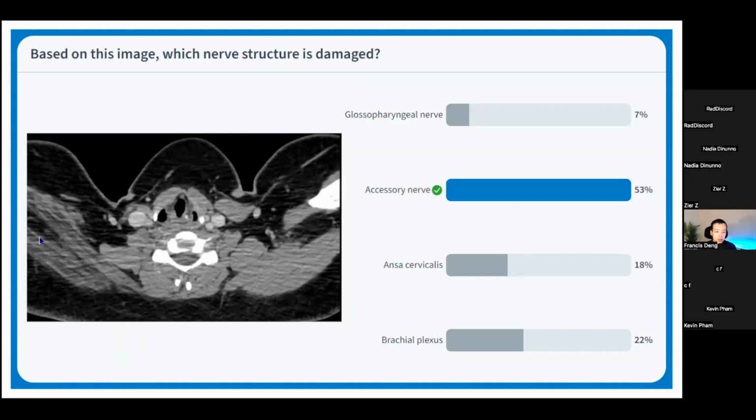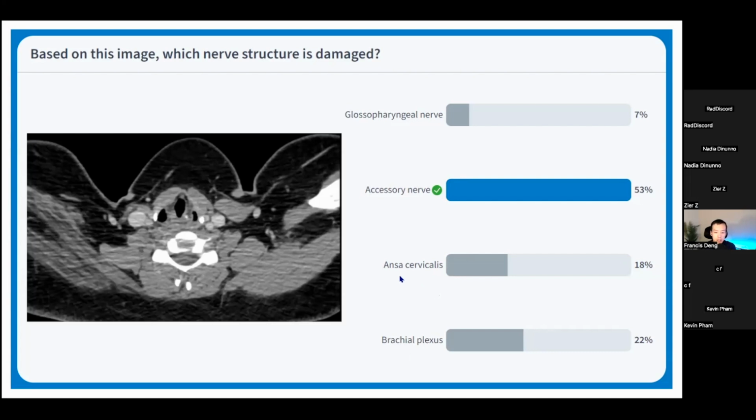And you have to know that these two muscles are innervated by motor fibers of the spinal accessory nerve, which is cranial nerve 11. Okay. The other choices you guys chose here. So brachial plexus is derived from the lower cervical spinal nerves and innervates the upper extremity, but does not innervate the sternocleidomastoid and trapezius muscle. It would innervate the more distal muscles that are not shown on this image, like the deltoid and the biceps and so forth.